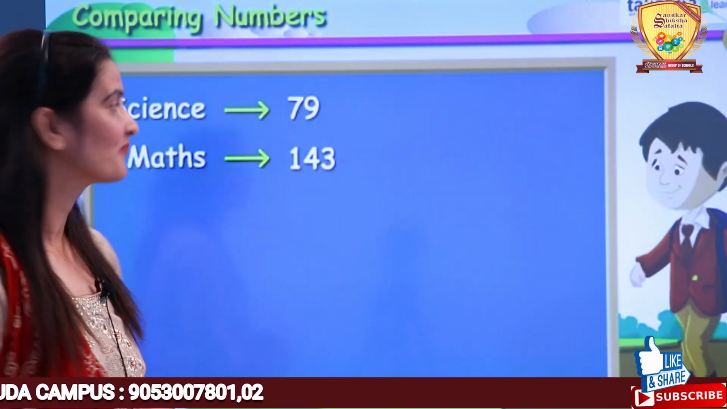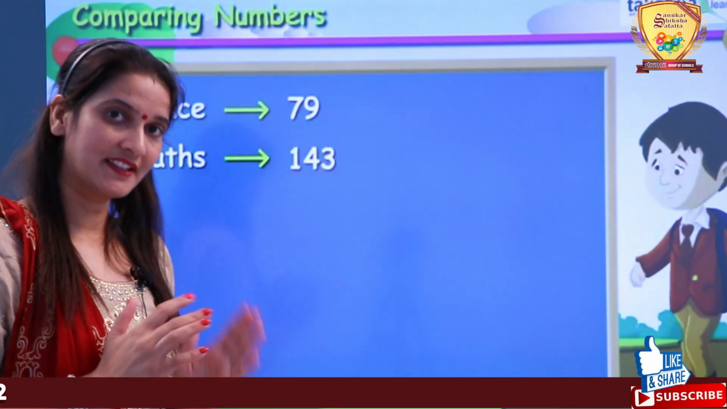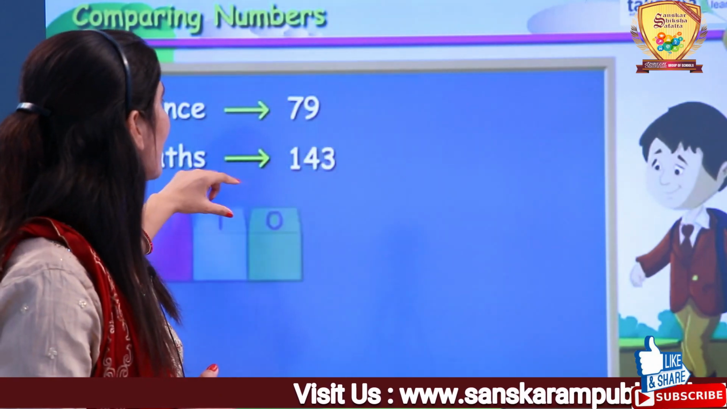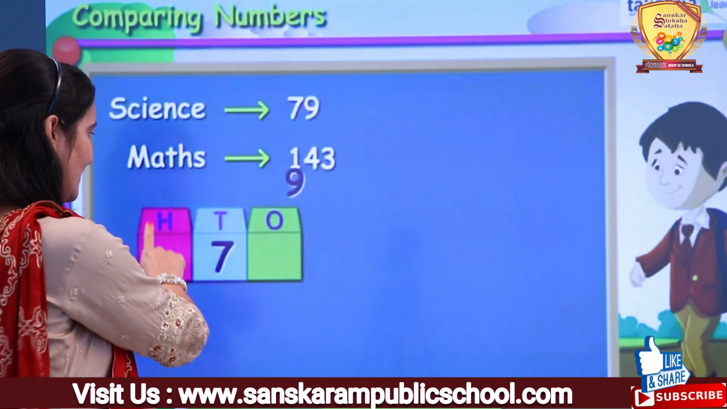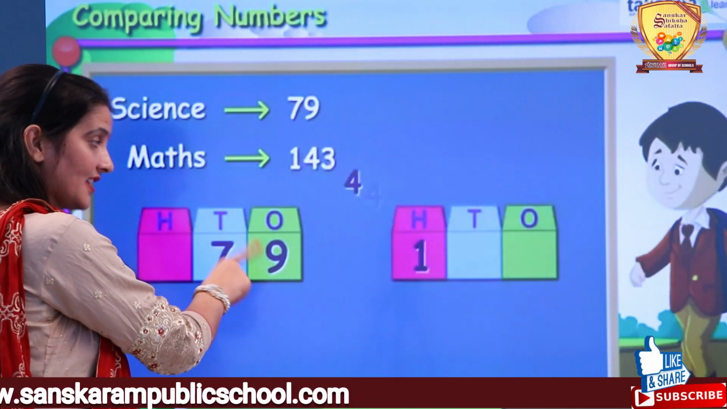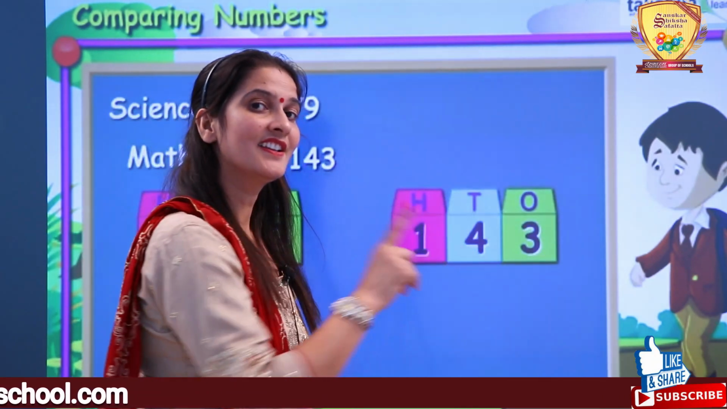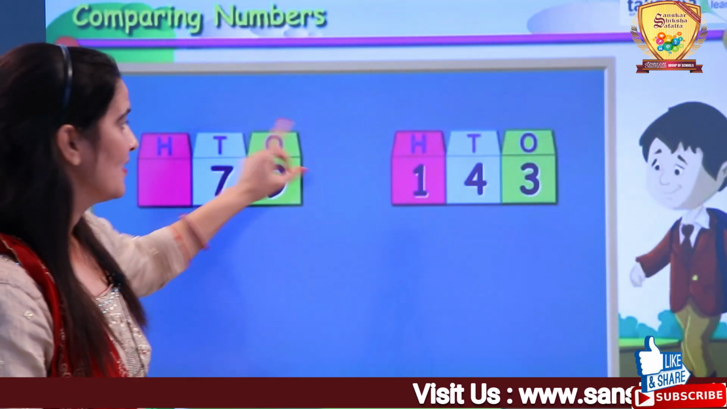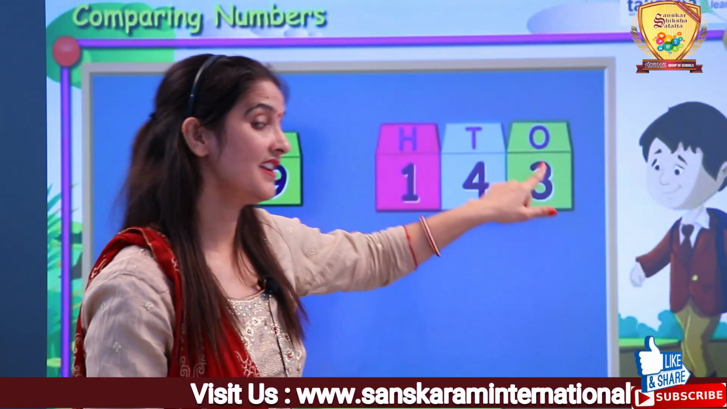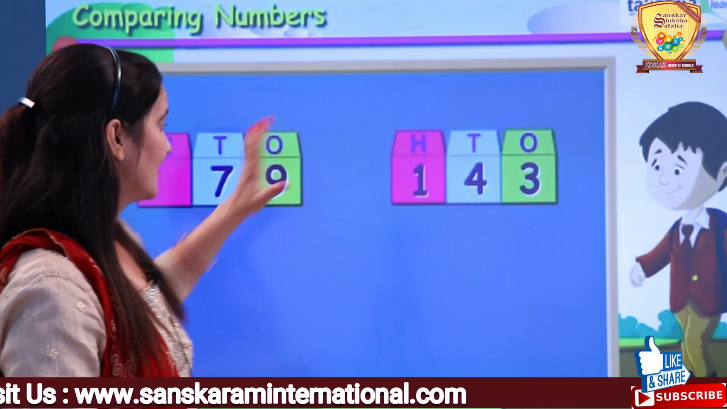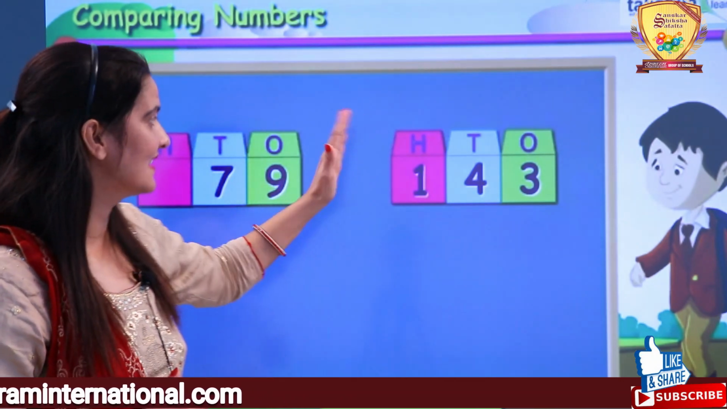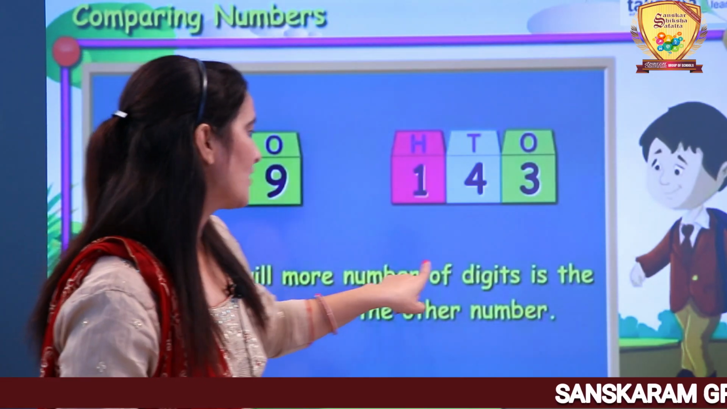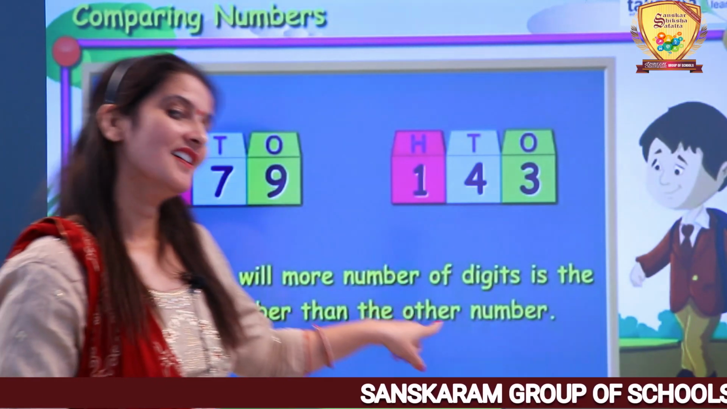Can you judge it? Yes, it's easy, but in mathematics, what is the rule to judge these numbers? We can judge with the places. There are ones, tens, and hundreds. There is 79 only, and there is 143. Means there are only two digits, 9 and 7, but in 143, the 100 is there. The number with more digits is the greater number. The number with more digits is bigger than the other number.